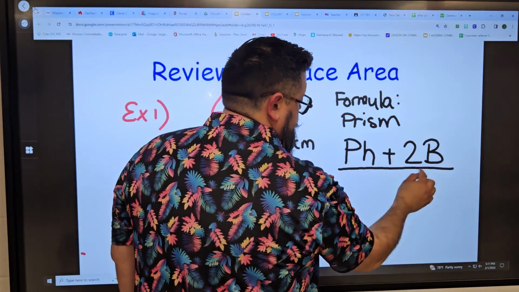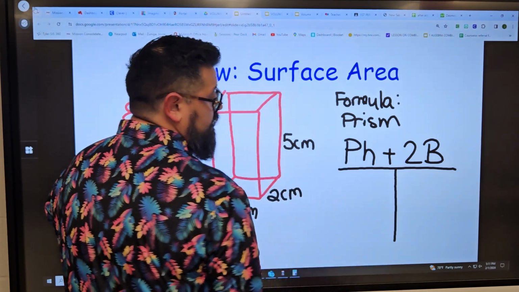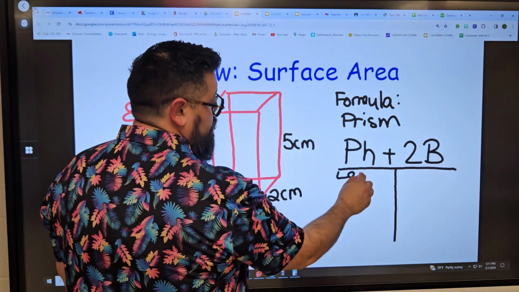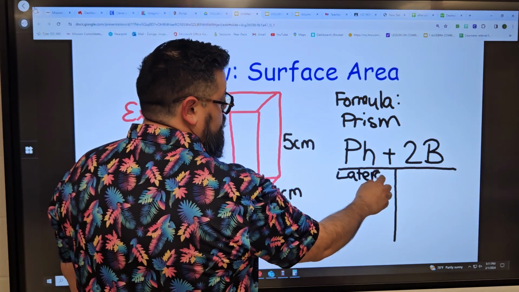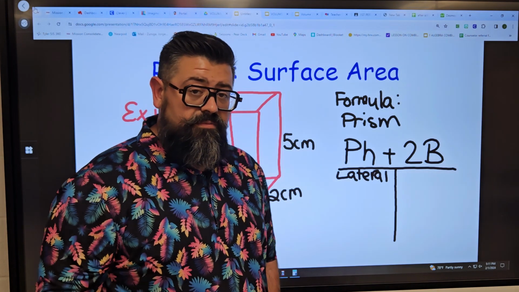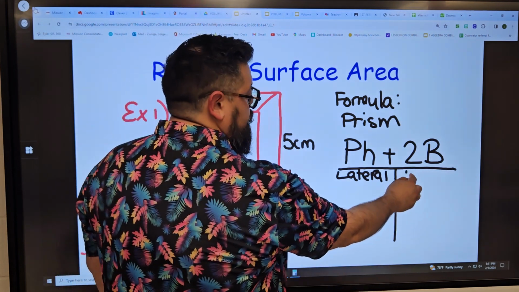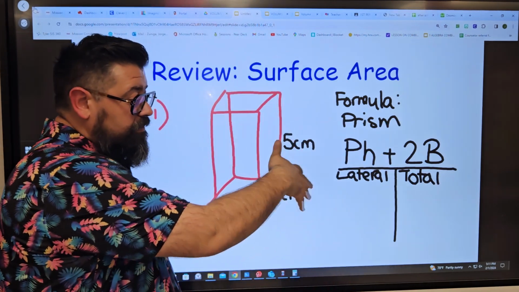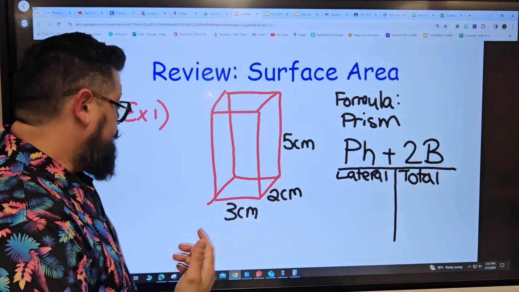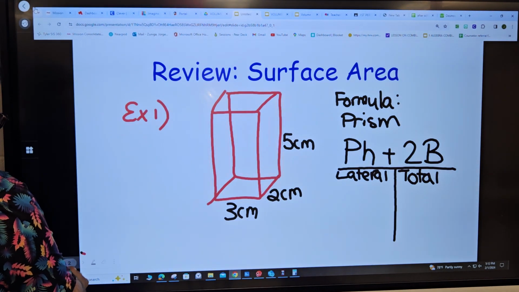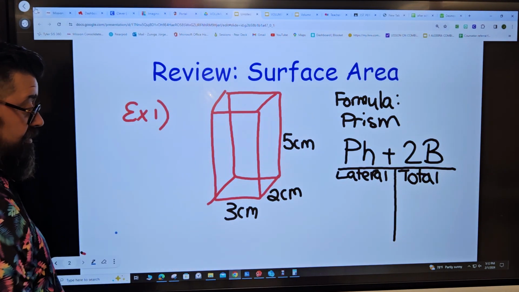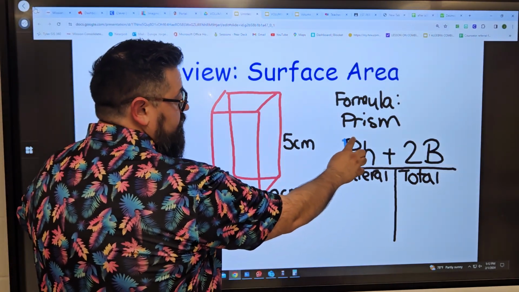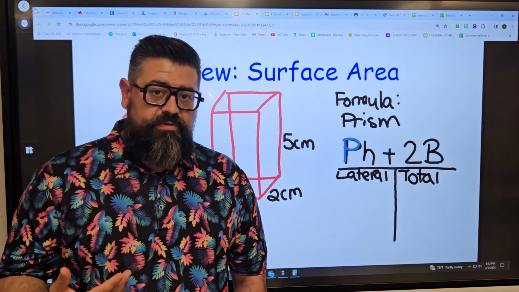So put a line like this, and basically the first part is going to be your lateral. And then after you get lateral, well, then you're going to have your total, right? So we're going to put total over here. All right. So before you do all of that, what I want you to do is get your highlighter. And with the highlighter, we are going to trace the perimeter of the base because P, I'll put that in blue, that's the perimeter around the box.